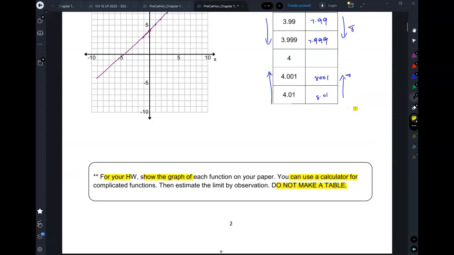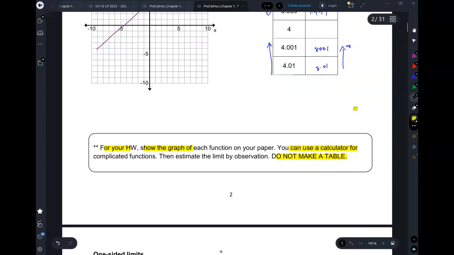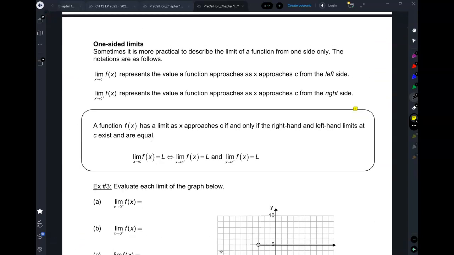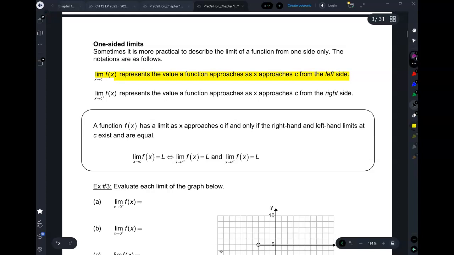So let's talk about one-sided limits. Sometimes we don't need to see the limit from the left and the right side. Sometimes only one side is all we need. There is a special notation for that. If we're looking at the limit from the left-hand side, the notation is limit as x approaches c from the minus side. If we're looking at a limit from the right-hand side, it's the limit as x approaches c from the positive side, okay?